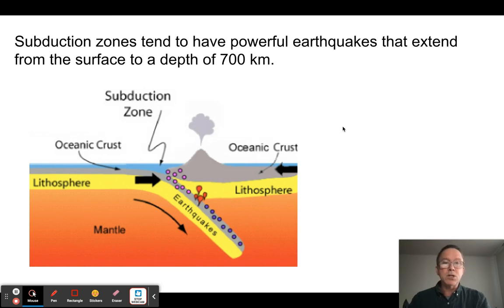We call these things subduction zones. So think like a submarine going under, ducking under. Okay, subduction zones. They are associated with these ocean trenches and sinking mantle material.